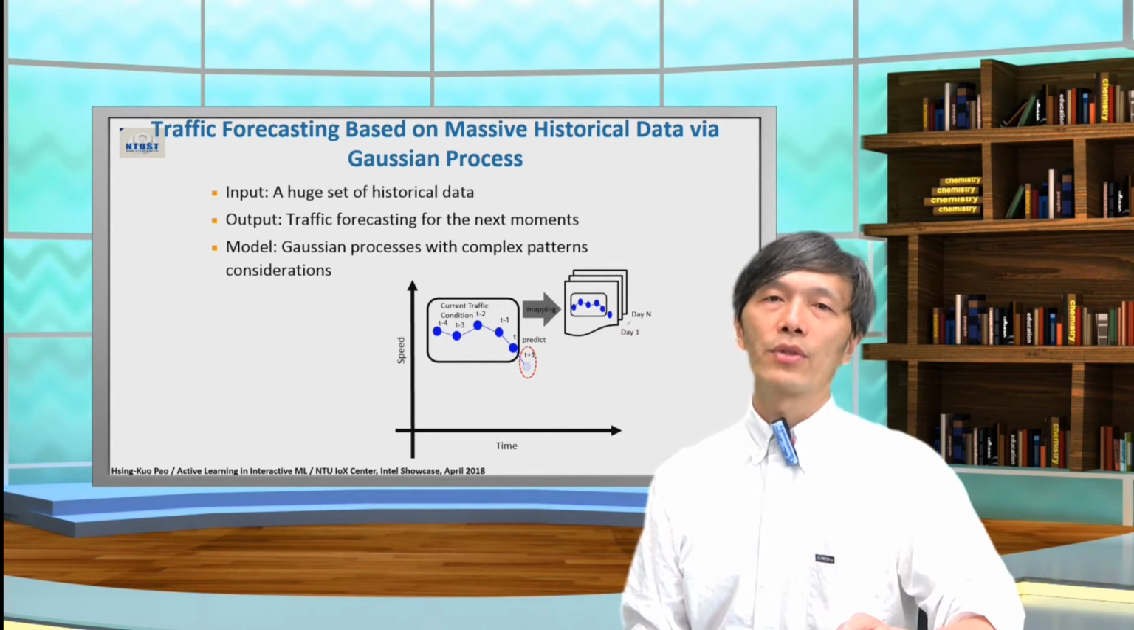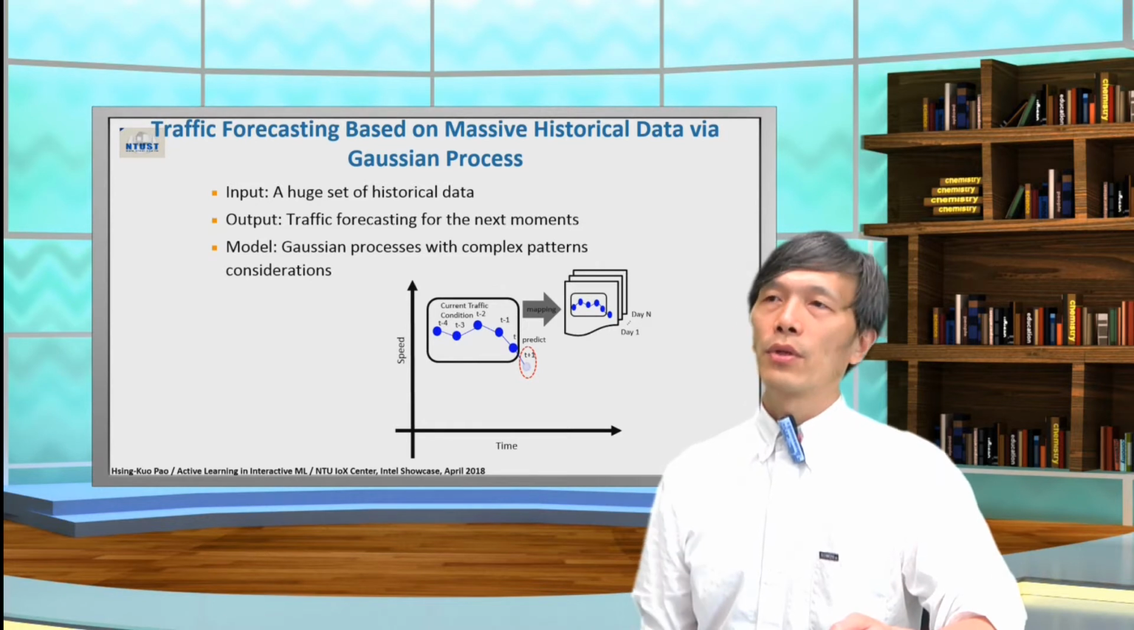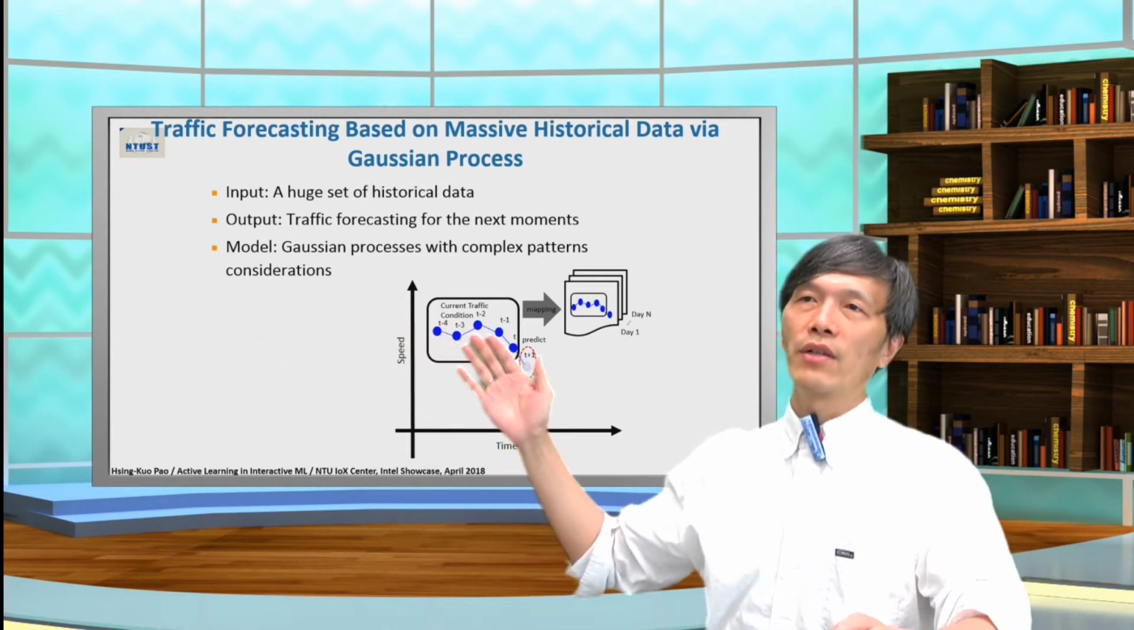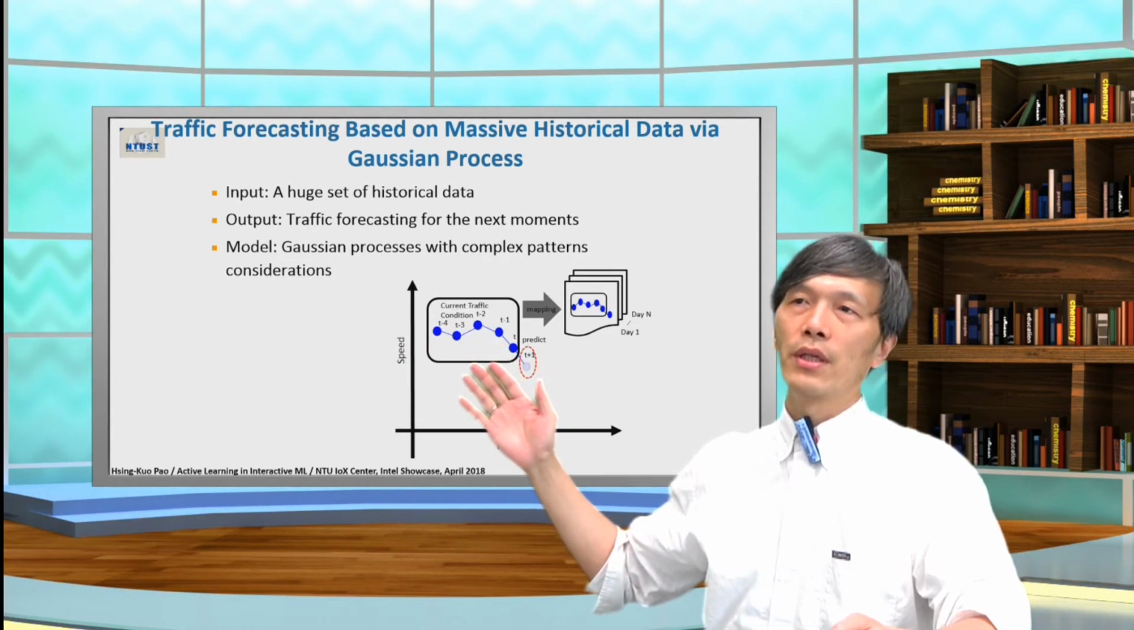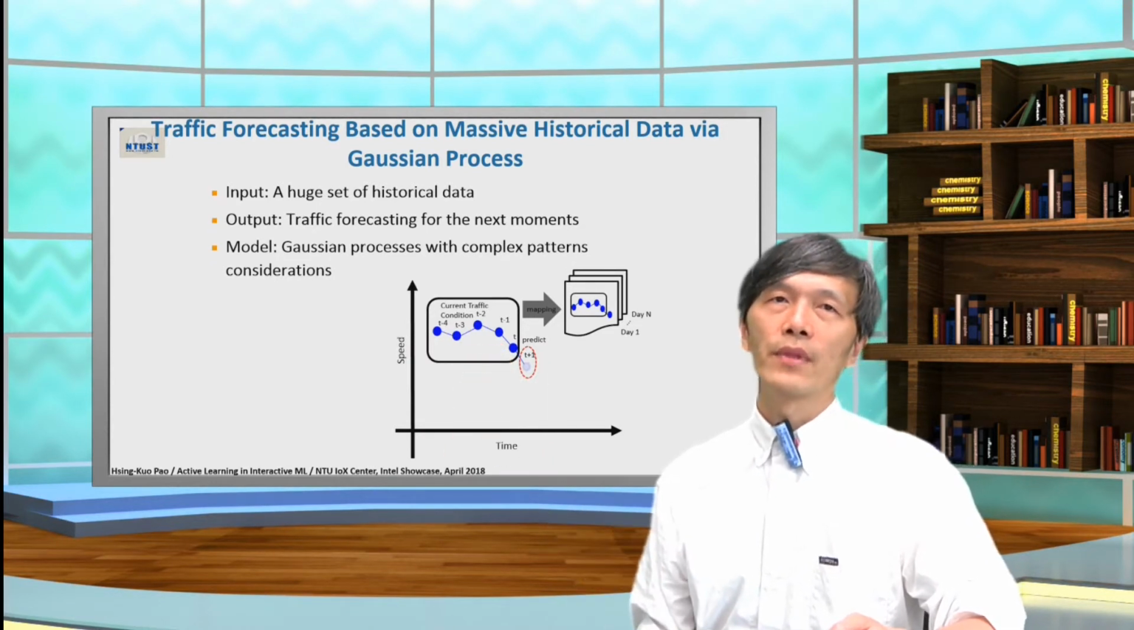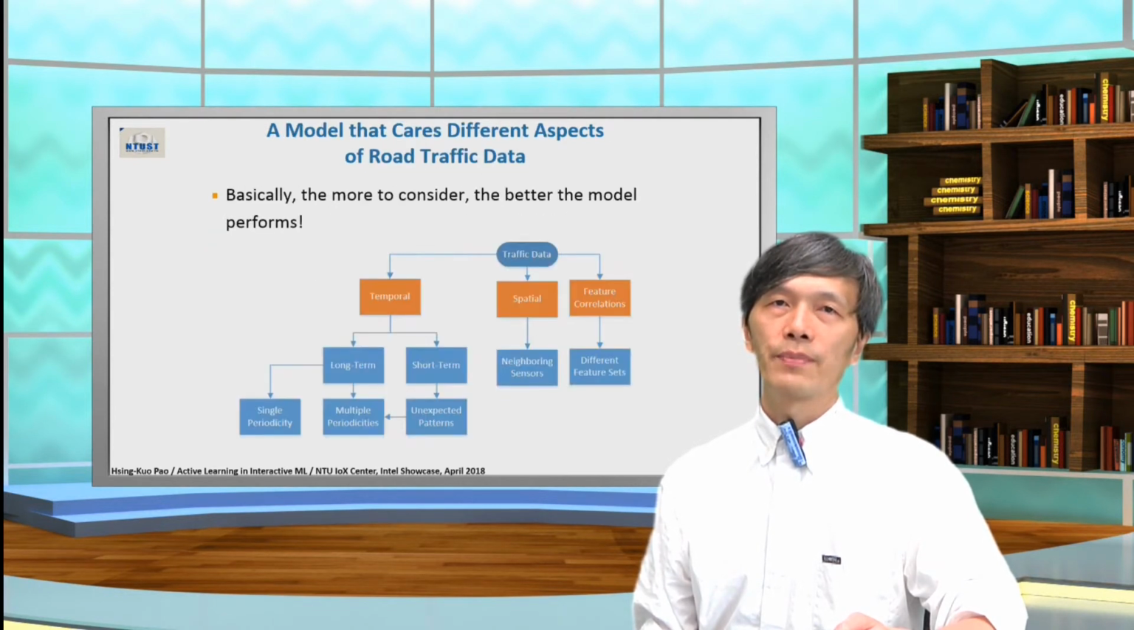We hope that based on those historical data, we can predict for the next moment what kind of traffic status we have. The problem is very easy: we have data collected as time goes by, and we want to predict what could be the state in the next moment. What we try is to use a Gaussian process with several complex patterns considered, so that in the end we have a very good performance.